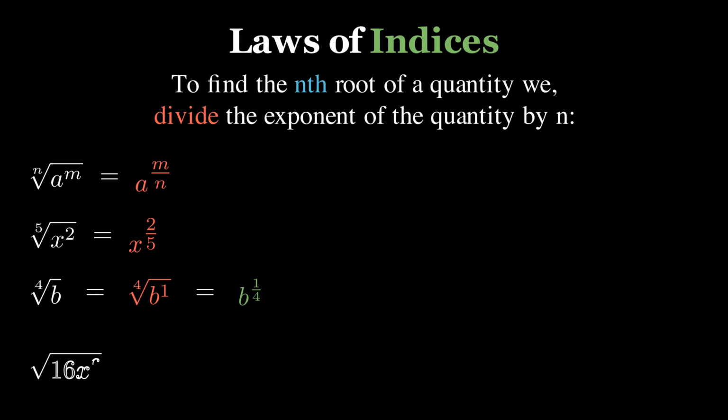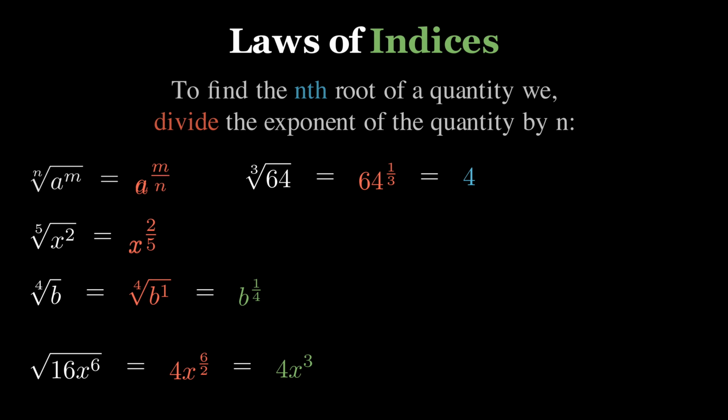Alright, let's try some more difficult examples. We have the square root of 16x to the power of 6, which is equal to 4x to the power of 6 over 2, which should be 4x to the power of 3. Alright, and the last example, we have the cube root of 64, which should be equal to 64 to the power of 1 over 3, which can be written as the number 4.